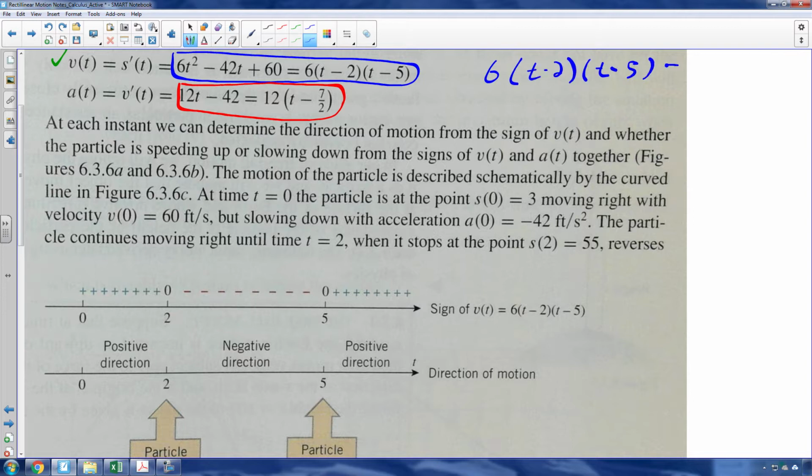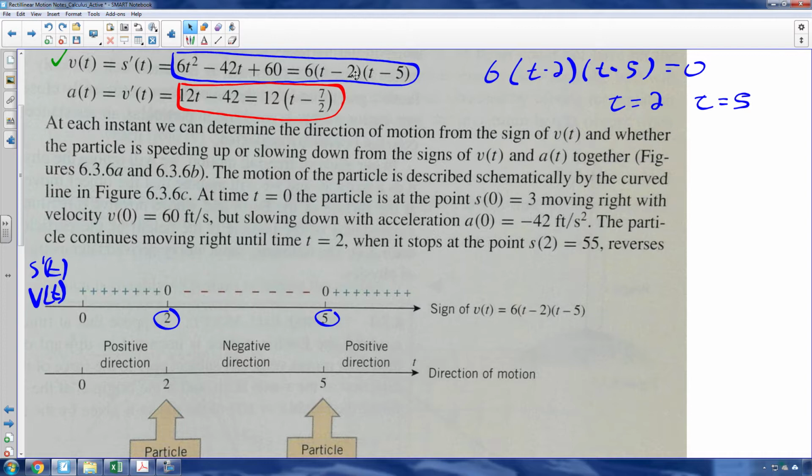So if you notice here, you see this factored form in the blue. What we'll notice is that if you set this to 0, 6 times t minus 2 and t minus 5 is equal to 0, you'll have that the object is stopped at what time? The velocity is 0. The object is stopped at 2 and at 5 seconds. So those numbers are then put onto our velocity sign. This is our velocity number line, which is our first derivative number line, by the way. And that's why we have the number 2 and the number 5 there.